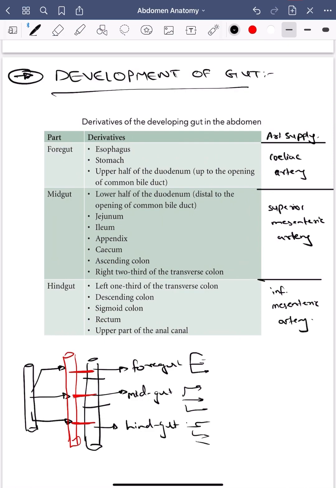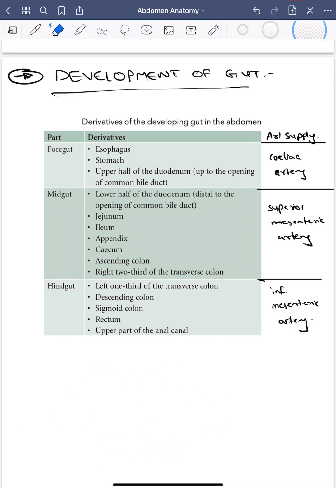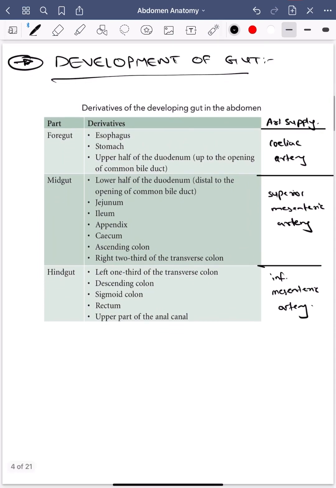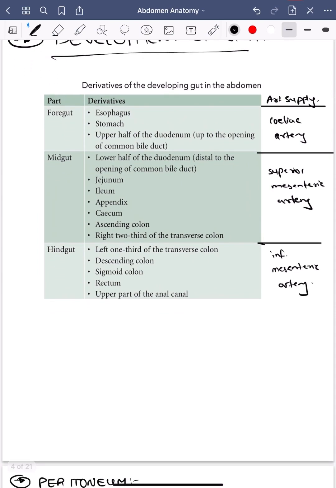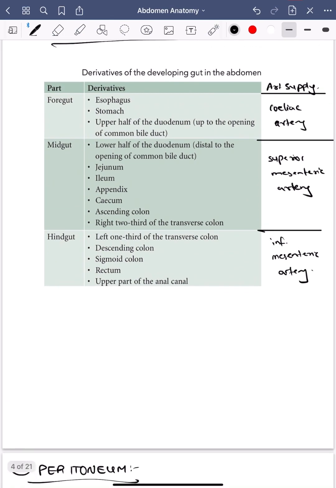Okay, now having talked about the arterial supply of each of the derivatives of the gut tube, we'll look into the structures that develop from each derivative. So the foregut, I have included this table here. Before I explain what is going on, let me give you an idea on how you can remember this. Just imagine the path followed by an ingested food.